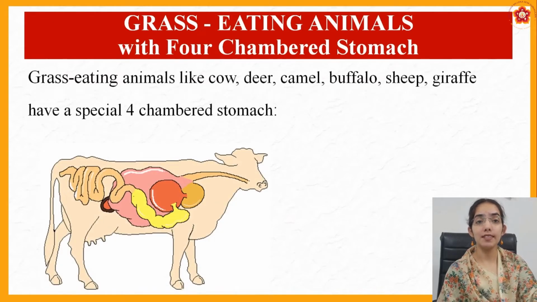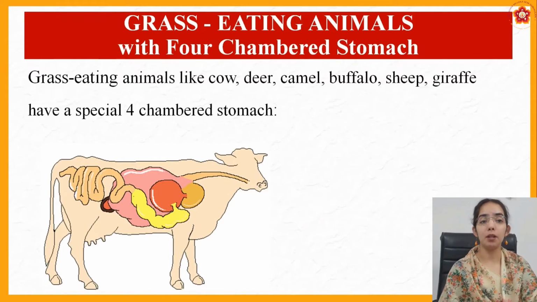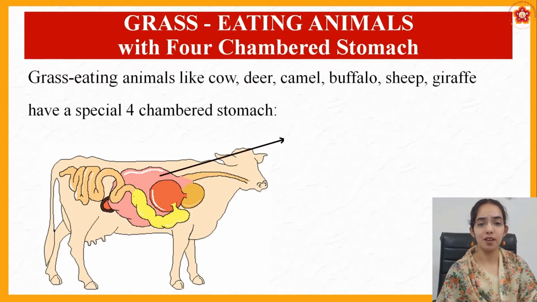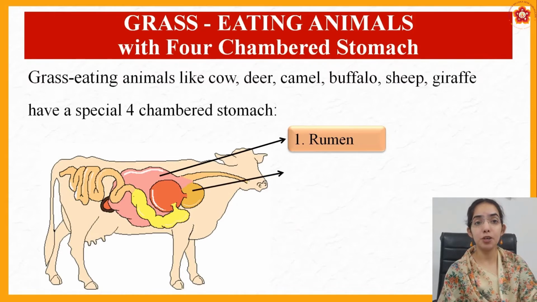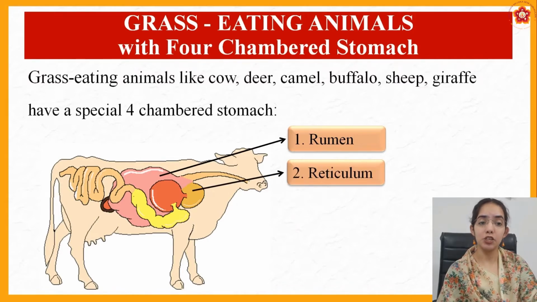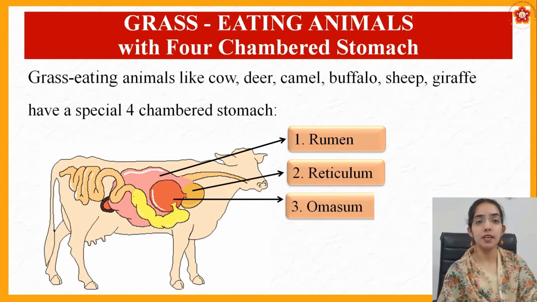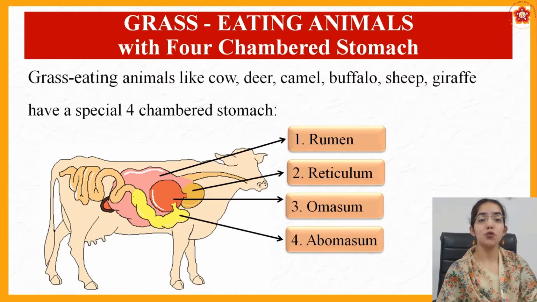First of all, let us have a look at the 4 chambers. What are the names of those 4 different chambers of the stomach in grass-eating animals like cow, deer, camel, buffalo, sheep, giraffe, etc.? The very first chamber is called rumen. The second chamber of the stomach is reticulum. The third chamber is omasum, and the fourth chamber is called abomasum. So the 4 chambers of the stomach in grass-eating animals are rumen, reticulum, omasum and abomasum.